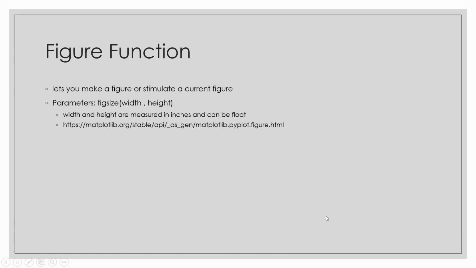The figure function lets the user create a figure or activate a current figure. There are a number of parameters for the figure function that can be used. One of the key parameters is figsize, which takes in two arguments, width and height, both measured in inches, and can be a float number. You can go to this link and have a look at the arguments which are used for this function in more detail.